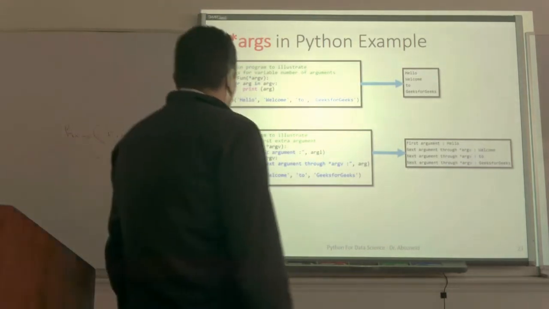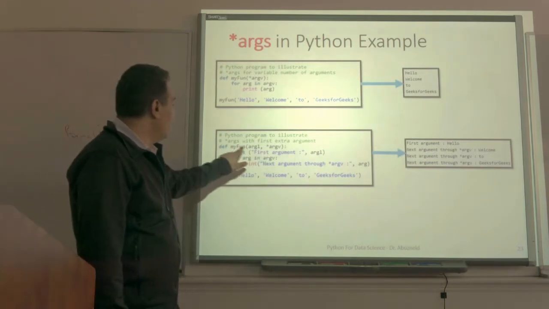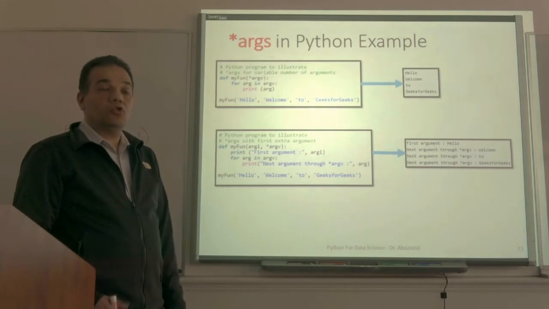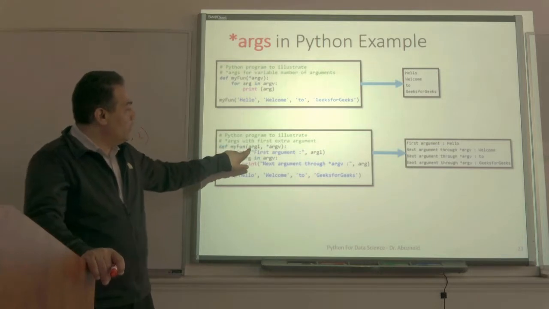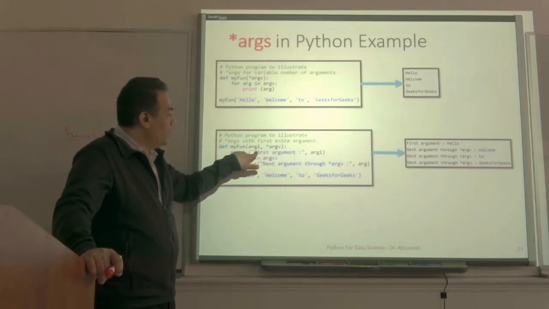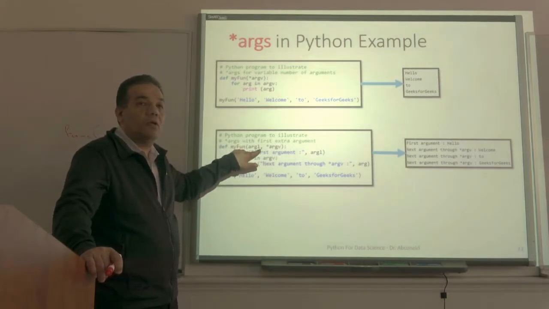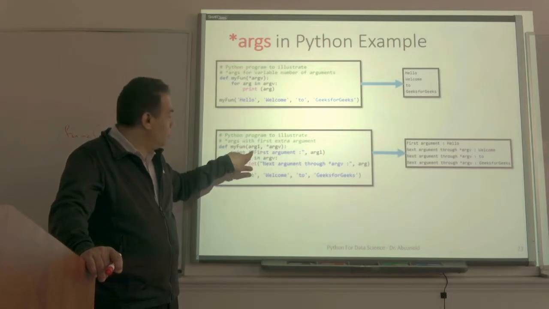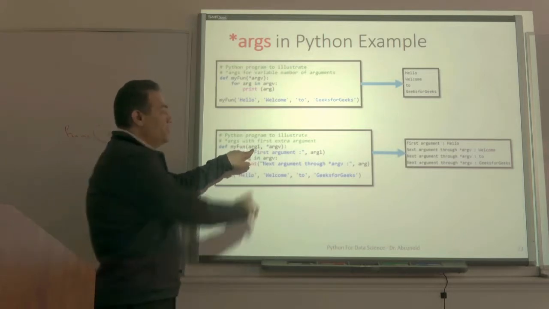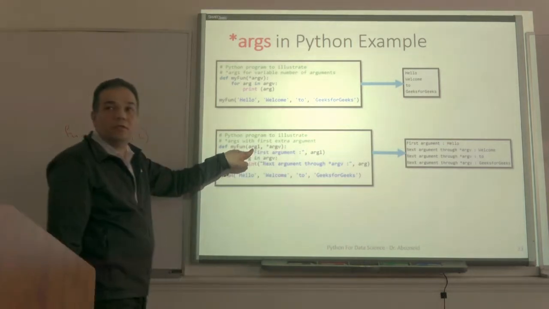Also look in here, a Python program to illustrate with a first extra argument. If I need to make sure of one argument, very simple. Define my function, argument one, then comma, variable number of arguments. What is the minimum number of arguments I have to have for this function? One, because I already have one. But the rest is zero or more. So if it's zero, it stays one. If it's one, it becomes two, and so on and so forth.